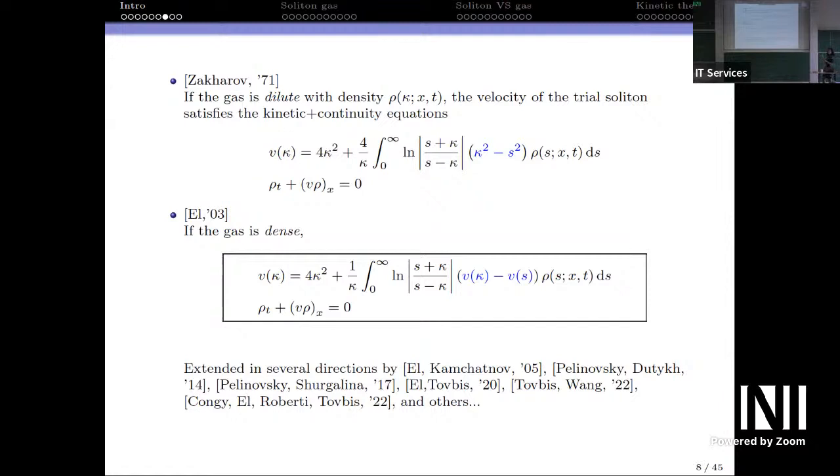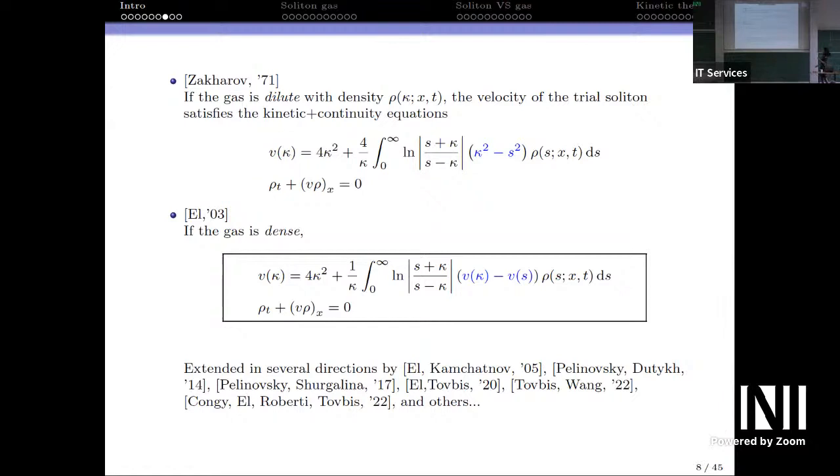And this is just the first result from 2003. But then it was extended in several directions. The more recent ones are the paper by Gennady and Alex in 2020, and then a follow-up by Alex and Fudong Wang, who I think is talking on Friday. So there is more to it.